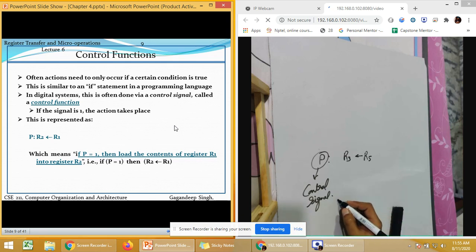So what does it mean? If P is equal to 1, at that time the content of R5 will be shifted to R3. So this is a control signal. In this case, we discussed three things which we need to have. Firstly, the connection between R5 and R3. Secondly, we need a parallel load enabled on this register R3. And third, we need a control signal.